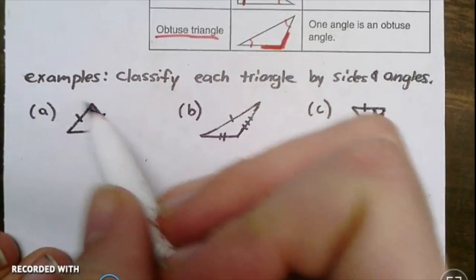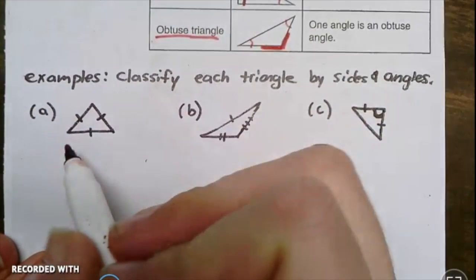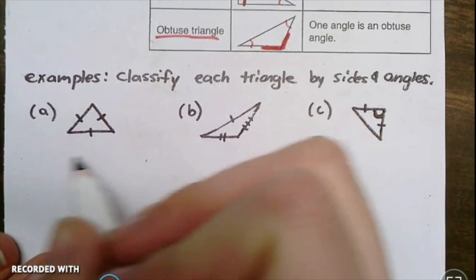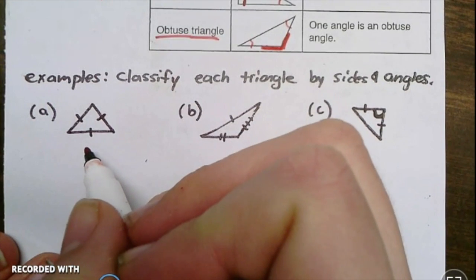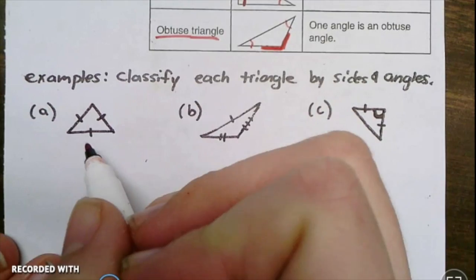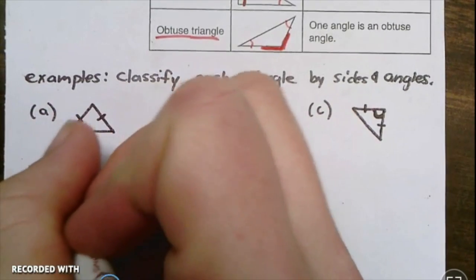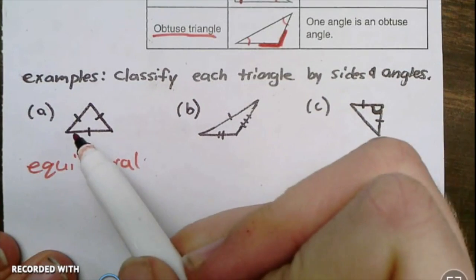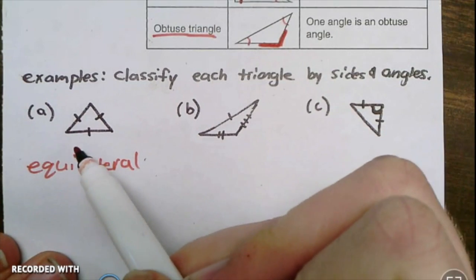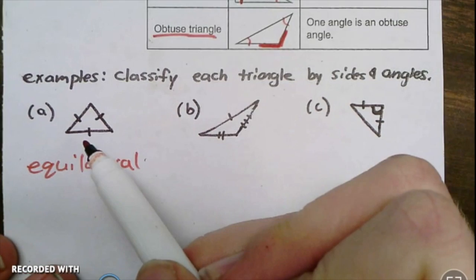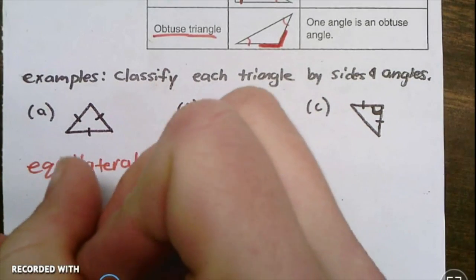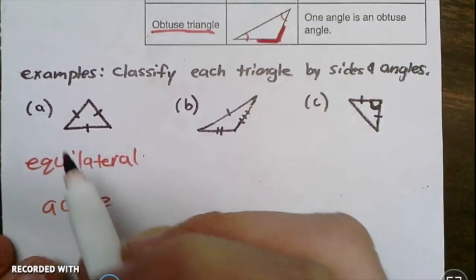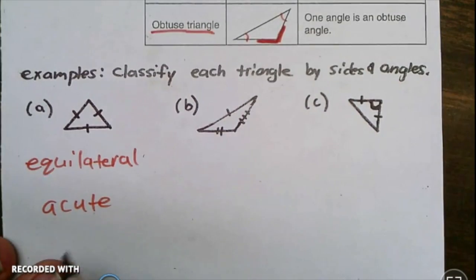If I were to classify this one by its sides, I'm going to look. Are they all different lengths? Are two the same, or are they all the same? They're all the same, so it is equilateral. Now let's classify it by the angles. Are they all acute? Does it have a right angle, or does it have an obtuse angle? They're all acute. So this is an equilateral acute triangle.